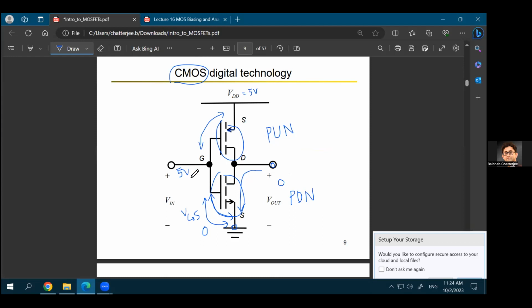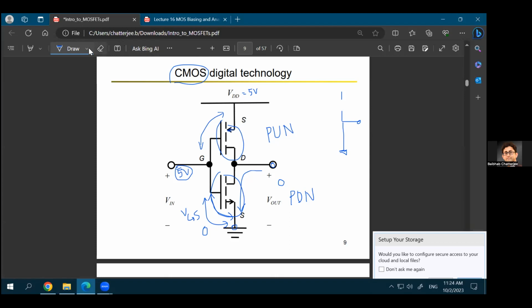So if you have 5 volts at the gate, your device on top is open, then you have your output over here, and the device at the bottom is shorted to ground. So what will be the voltage at the output? It will be equal to the ground, right? So that's why if you apply 5 volts, a high voltage, at the input, your output will be equal to ground. And ground is at 0 volts, that means your output is at 0 volts.